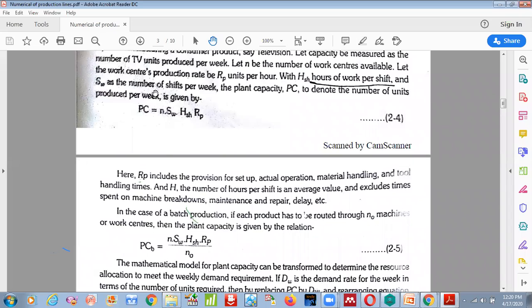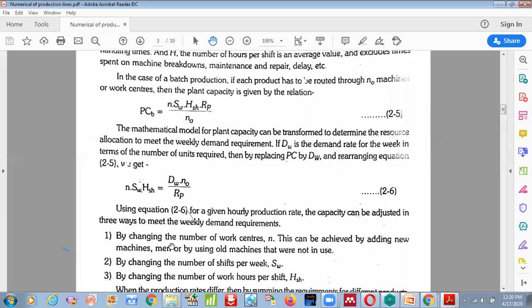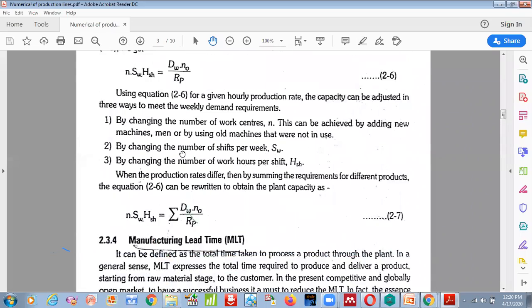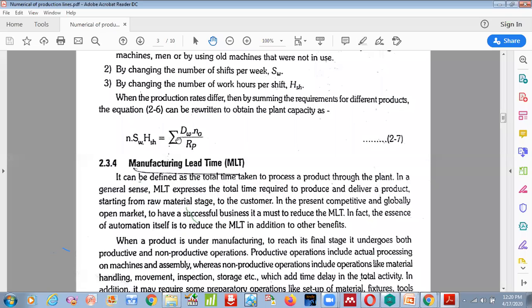You need to be careful here with these two, my dear friends. When you are doing a numerical, when it says 3 batches of so and so are being produced, then N0 will be 3 machines or work centers which are available for a batch production. That is what he has simplified. If there are many batch productions, then you can go for a summation of this.